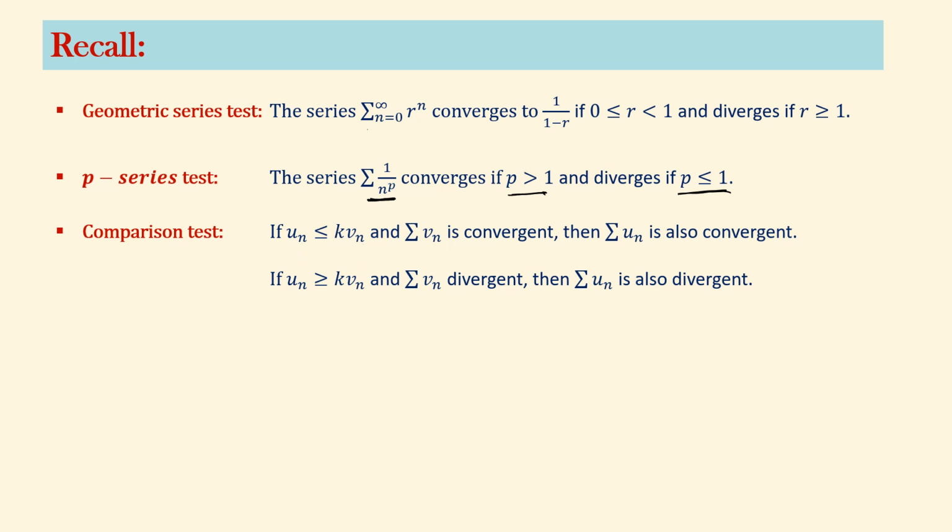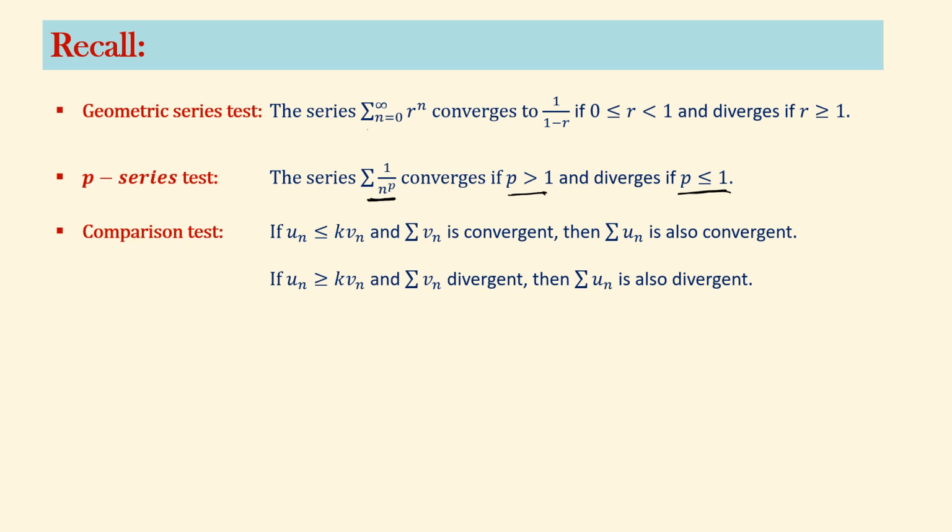The second point is, if un is greater than or equal to vn, and if series vn is divergent, then we can say that series un is also divergent. So if series un is known to us, then we cannot predict the nature of series vn. From this we can only say that if series vn is divergent, then series un is divergent.